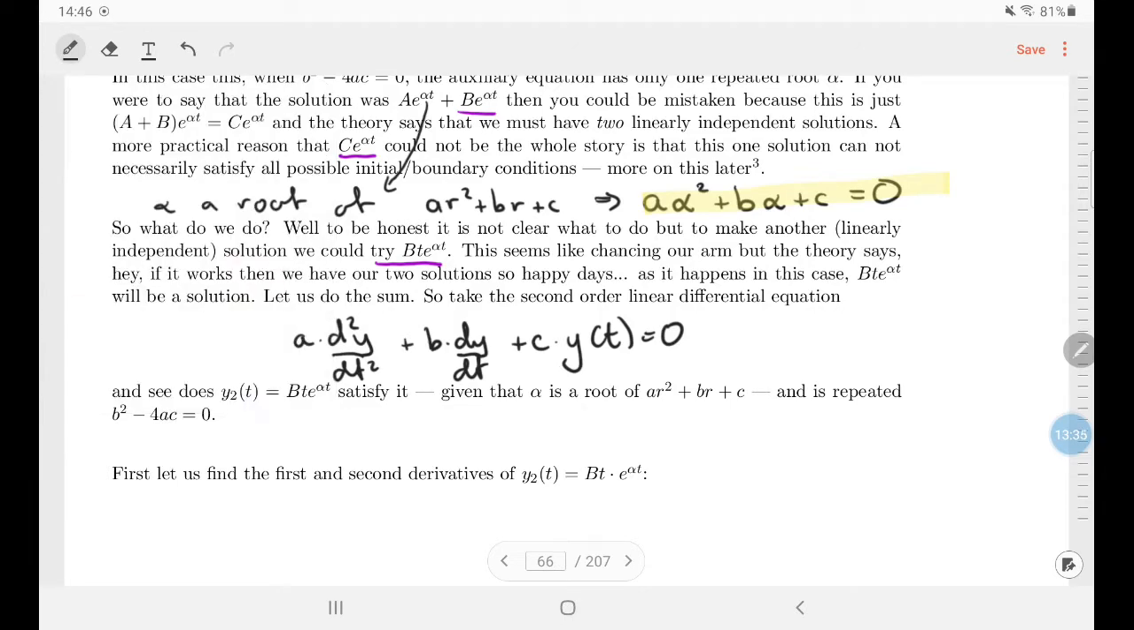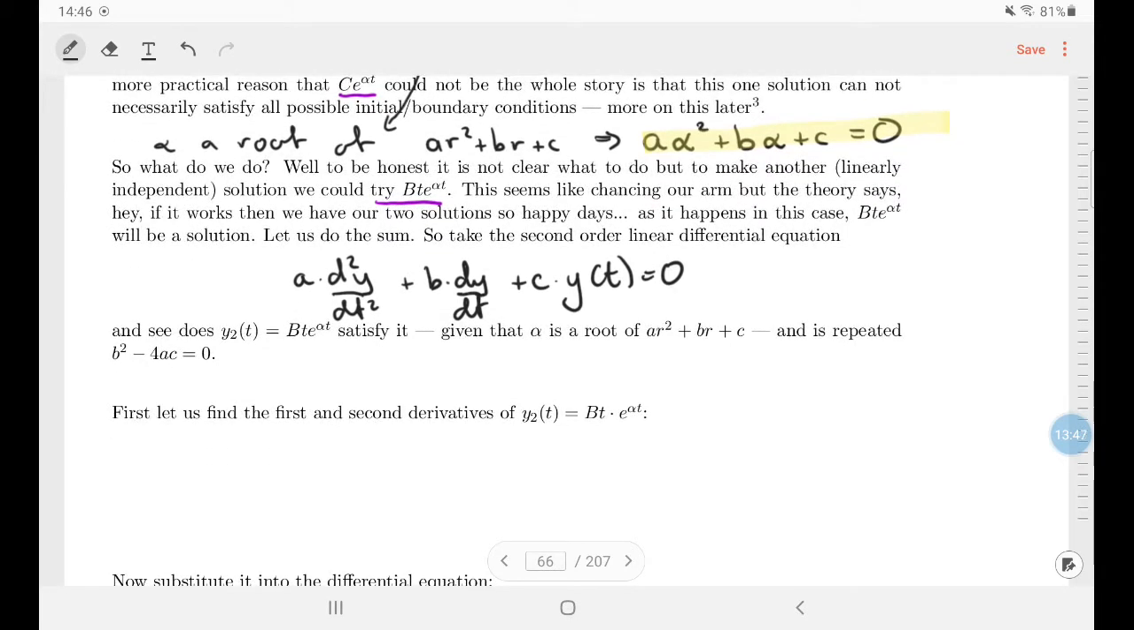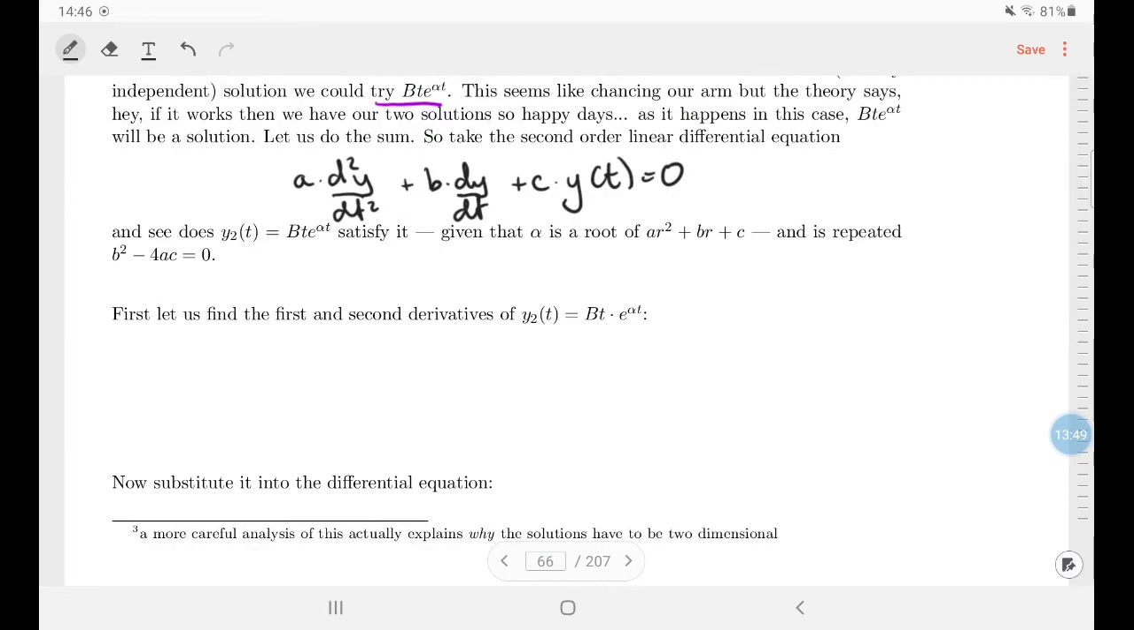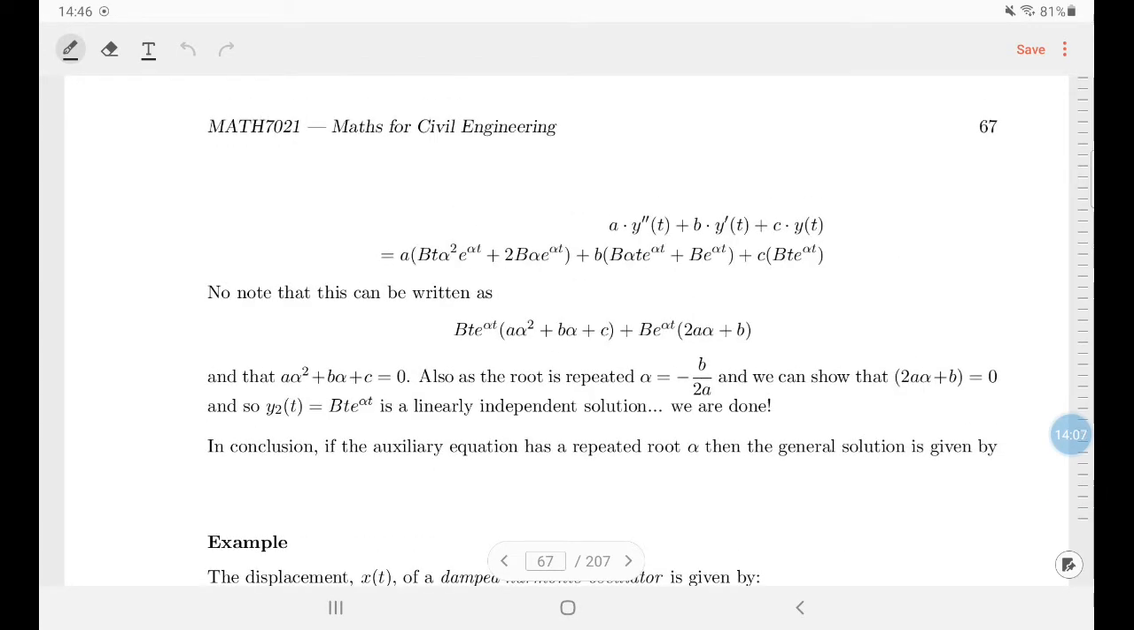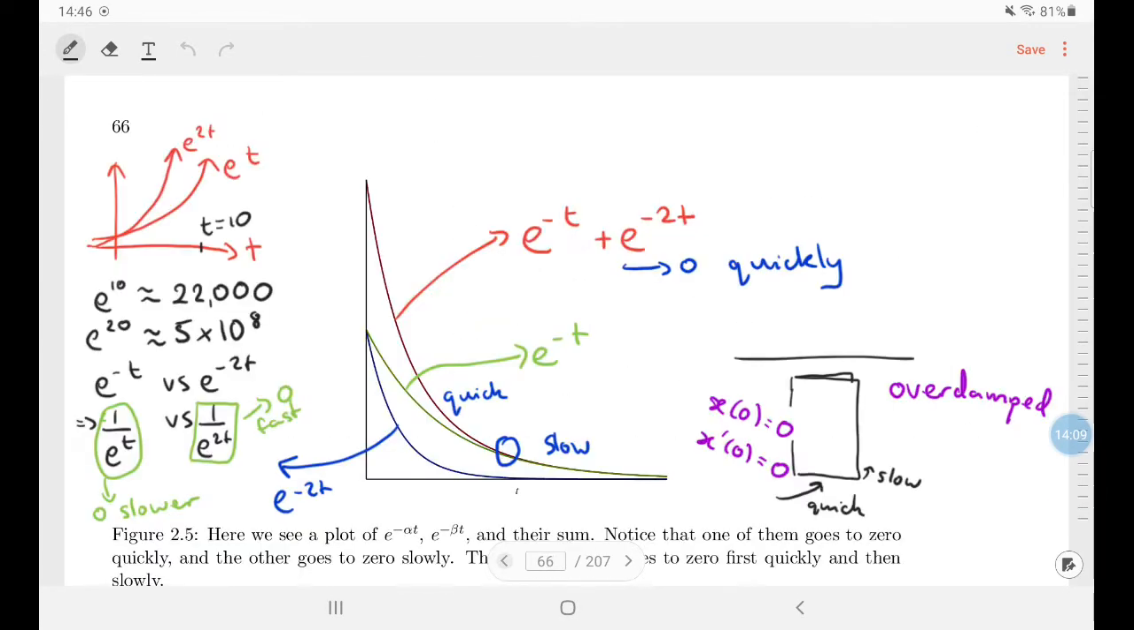Okay. So it's set up so that A e to the alpha t will work. Now we're going to try B t e to the alpha t. So, does it work? We're going to have to find the first and second derivatives of this, and we should use the product rule, uv. Now we're going to be really stuck for space underneath. Oh no, we're going to be okay, I think.